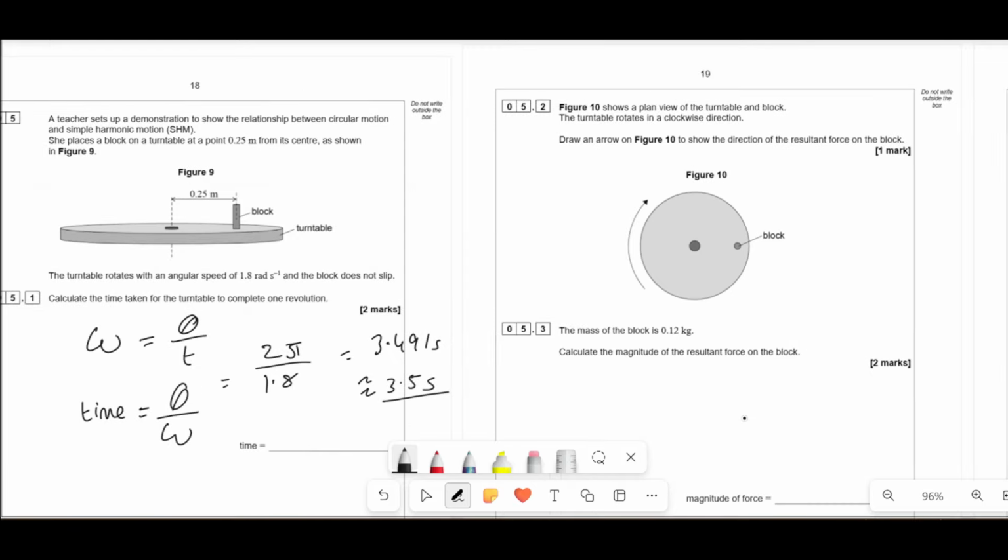There you go. So figure 10 shows a plan view of the turntable and the block. The turntable turns in a clockwise direction. Draw an arrow to show the direction of the resultant force on the block.